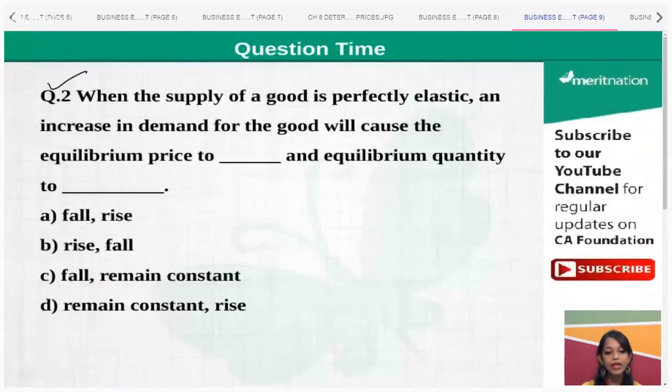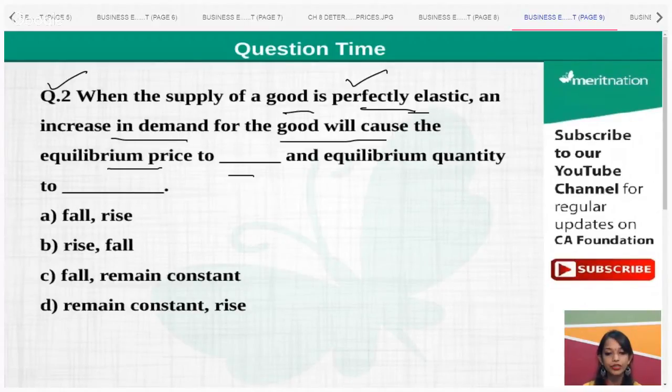Okay. Next question. When the supply of a good is perfectly elastic, okay, I'm saying perfectly elastic, an increase in demand for the good will cause the equilibrium price to dash and the equilibrium quantity to fall. Sangeeta, we simply equated QD equal to QS, okay? If you equate it, you will see that ultimately you will get the price as 40 and the quantity as 720. So just put them equal, okay? If you do that, you will get the answer.